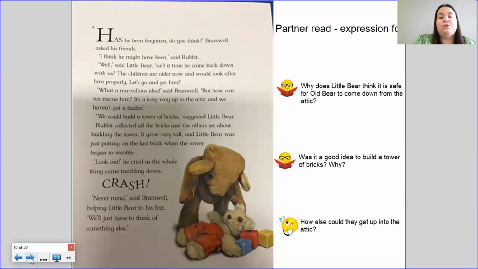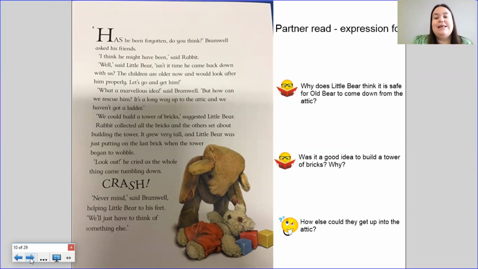It grew very tall, and Little Bear was just putting the last brick on the tower when the tower began to wobble. Look out! he cried, as the whole thing came tumbling down. Crash! Never mind, said Bramwell Brown, helping Little Bear to his feet. We'll just have to think of something else.